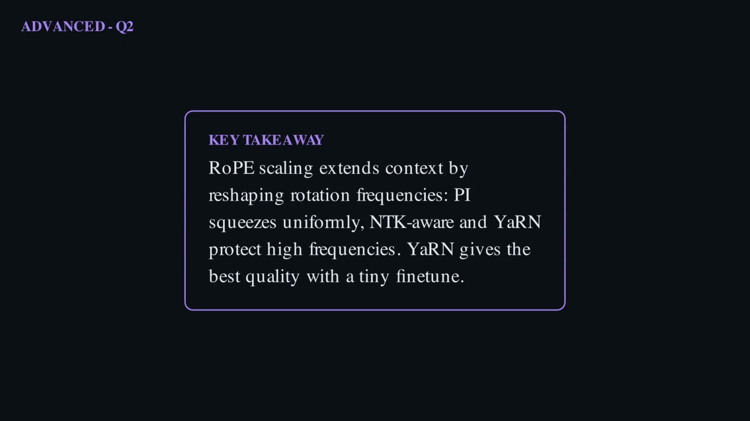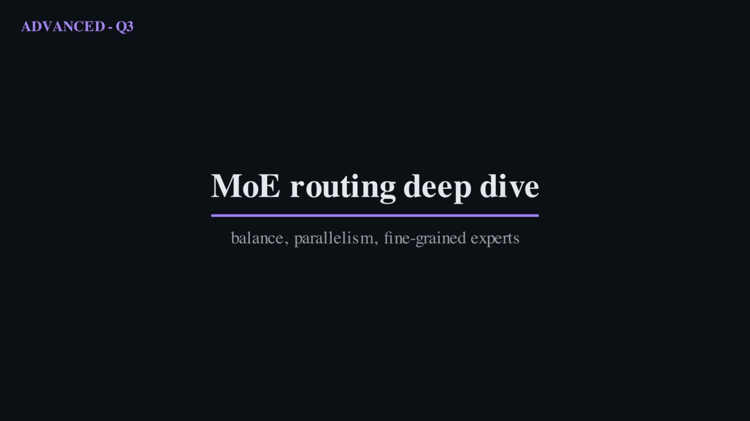Next, the routing internals that make big MoE models work. We saw what mixture of experts is, now the hard engineering: keeping experts balanced and sharding them across GPUs. This is where MoE goes from idea to trillion parameter system.